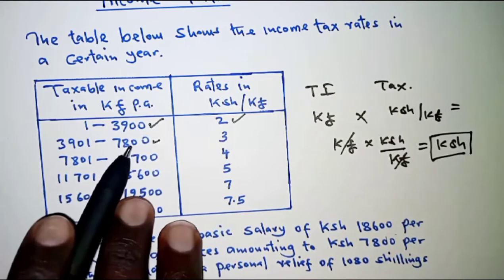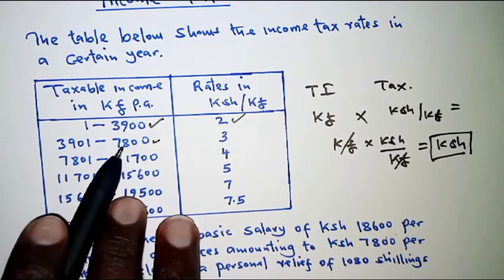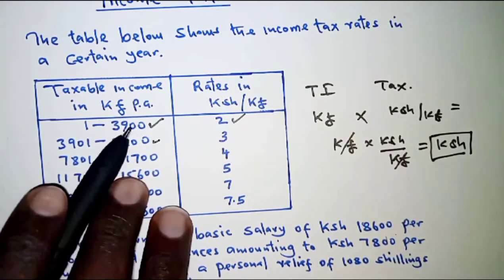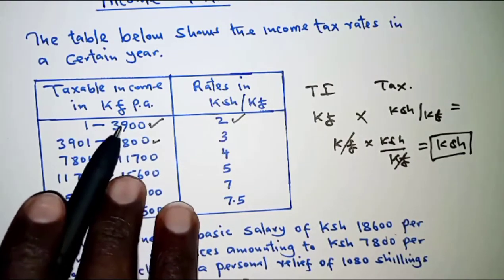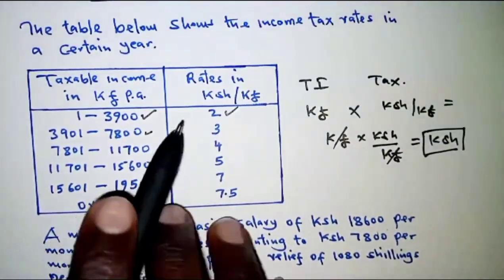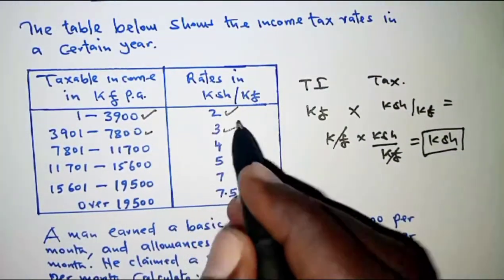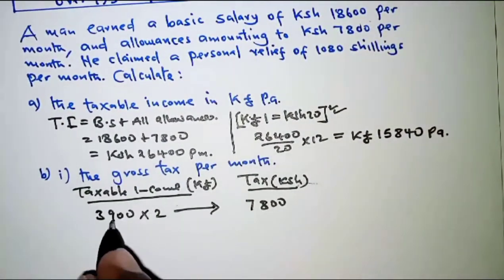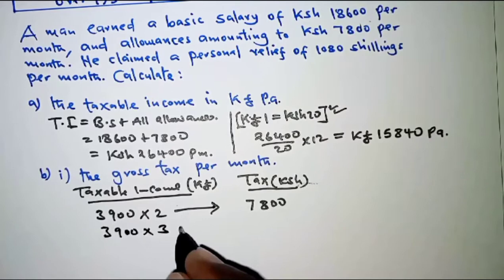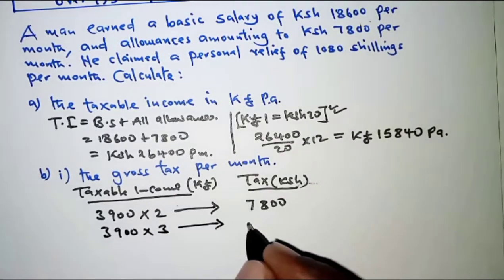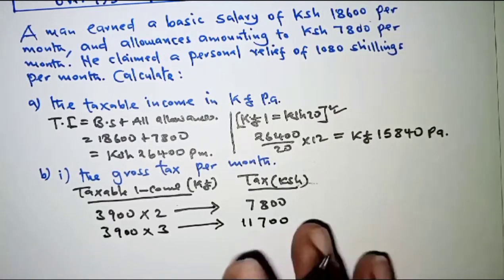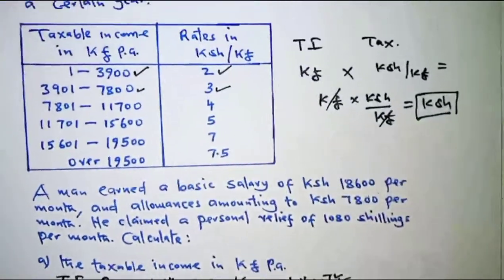So what we do, we get the difference first. So 7,800 minus the 3,900 we had taxed earlier on. So that gives us 3,900. And then we multiply by the rate there, which is 3. That will be 3,900 times 3. So that should give us 11,700.